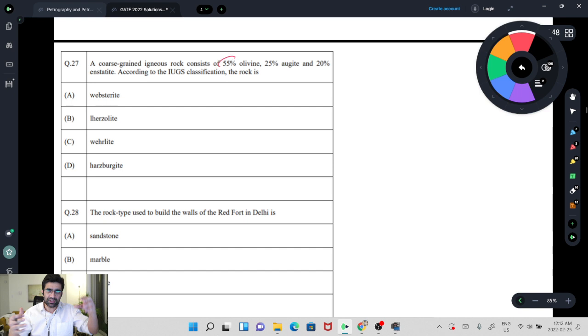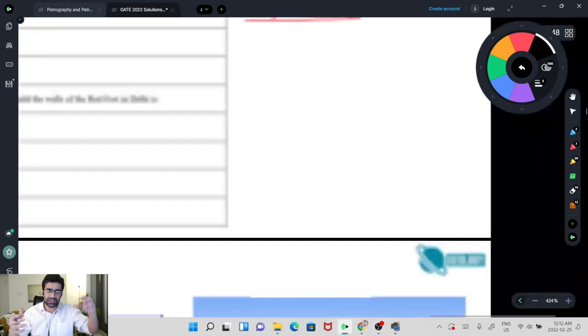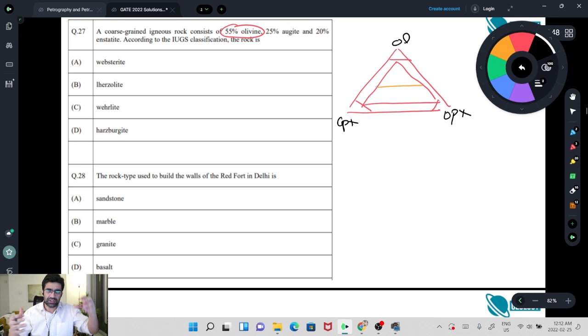Coarse grained igneous rock contains 25% olivine. I think you all know the classification scheme for ultramafic rocks. So you have olivine, CPX, OPX. The rock has 55% olivine. This line that you see in here is at 40% olivine, or you can think of it as 60% CPX on this side, and 60% OPX on this side.